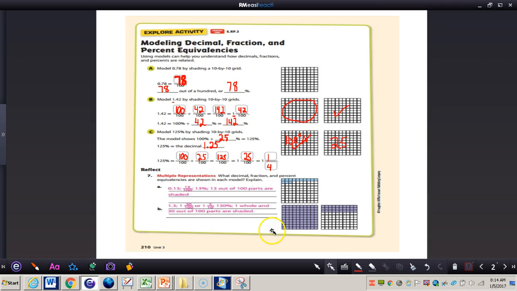Explaining this, 13 out of the 100 parts are shaded. Now for the next one, we have 1 whole and 30 hundredths shaded in for the second one. So what that will equal as a decimal is 1 3/10. So this is 1 representing 1 whole, everything shaded in. 3/10 of this is shaded in, or 1 3/10 equaling 130%. So 1 whole and 30 out of 100 parts are shaded. That would be the explanation there.